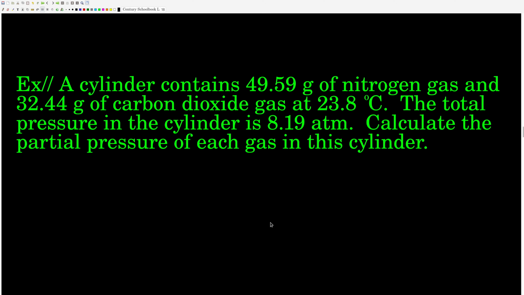Total pressure is 8.19 atmospheres. We want to calculate the partial pressure of each gas in the cylinder. So first of all, the temperature, you're just told the temperature so that you know that the temperature stays constant. That's all. You don't use it in the actual calculations. It's going to be what we just saw a minute ago. So why don't you guys go ahead and do this calculation. When you get an answer, come on back.